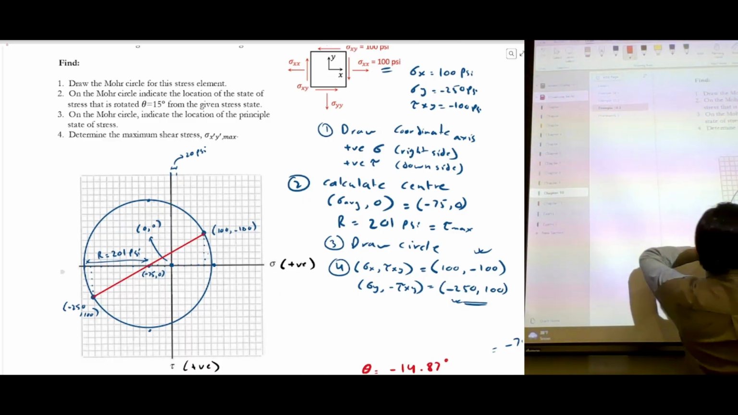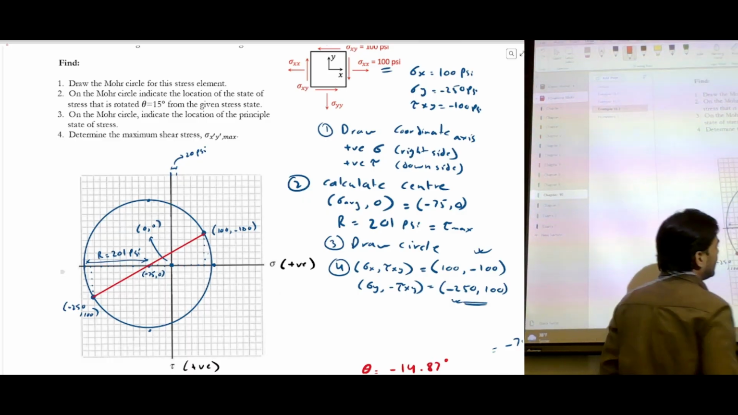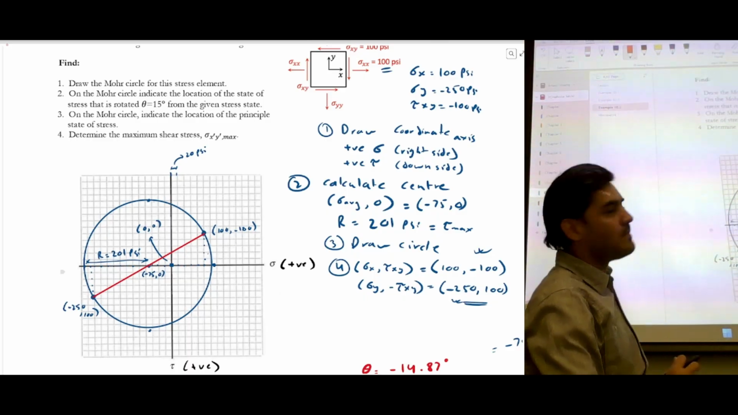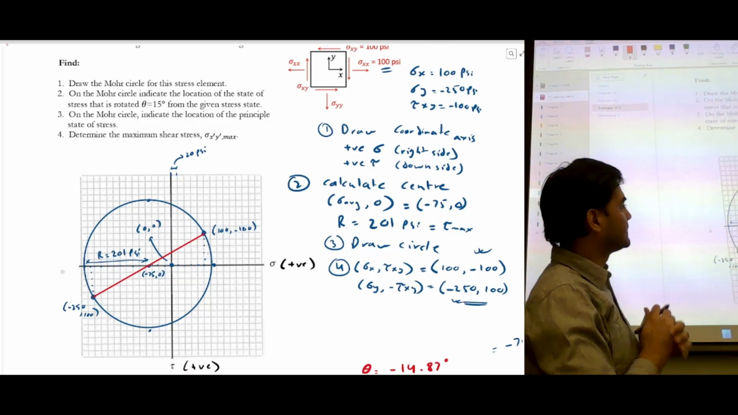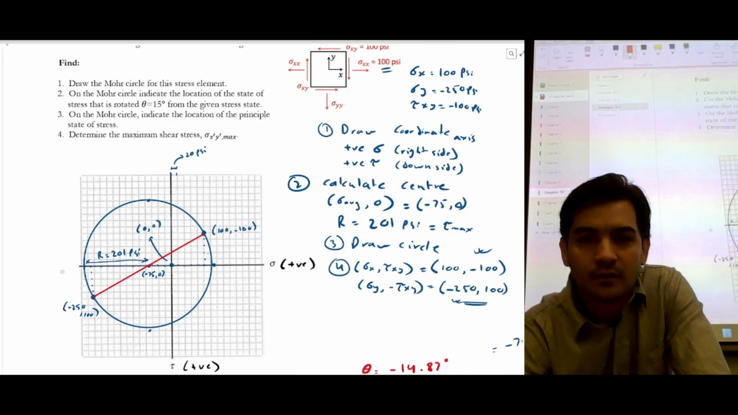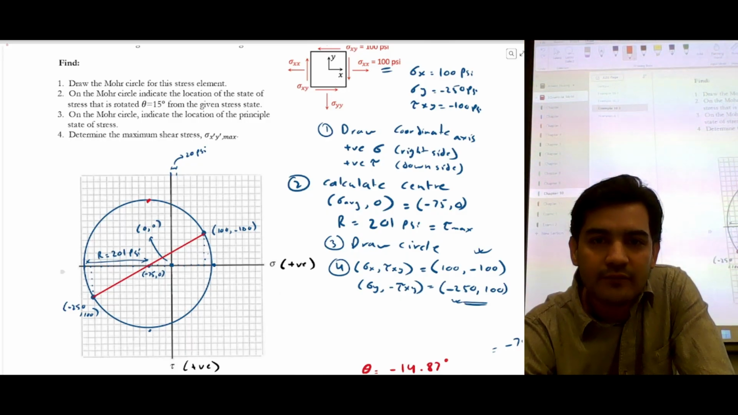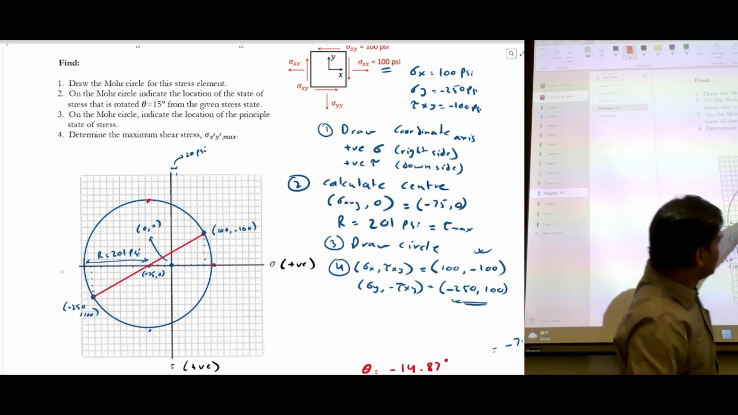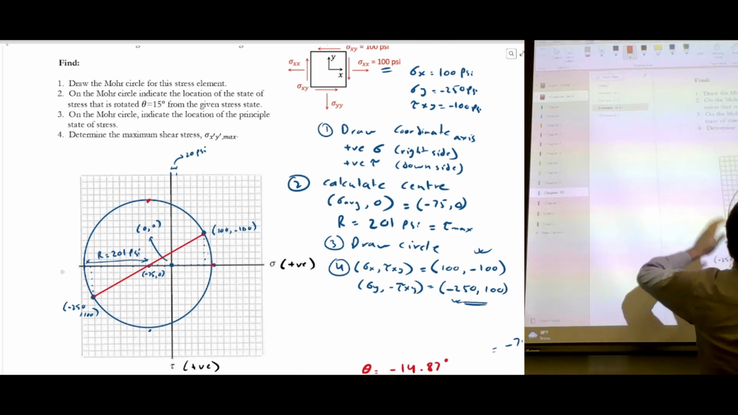So this was the stress element which was given. Can you calculate the maximum shear stresses and the maximum normal stresses? This point, or any point like this, will give us the maximum shear stresses, right? Here you'll get the maximum normal stresses.